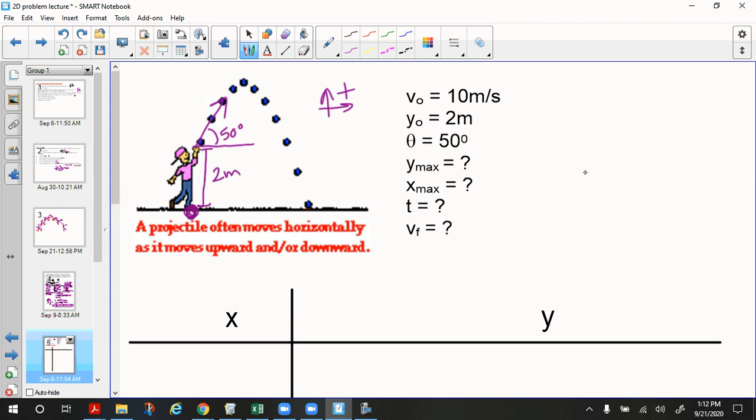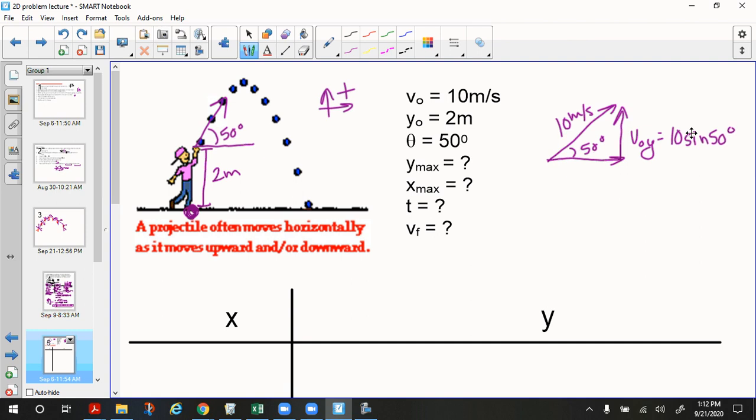So the first thing that we need to do, before we make our XY chart, is split up our velocity into components. If you have the velocity and the angle, you can just do that right now. So this is 50 degrees, and this is 10 meters per second. So this is the initial velocity in the y direction, and that's going to be equal to 10 times the sine of 50 degrees.